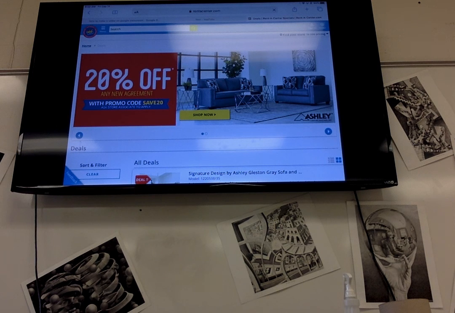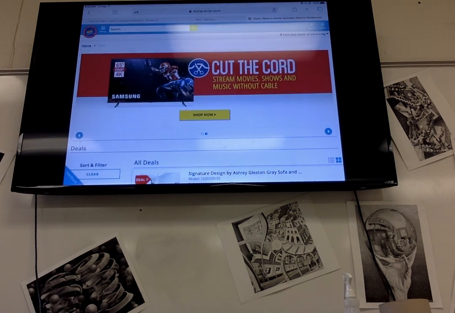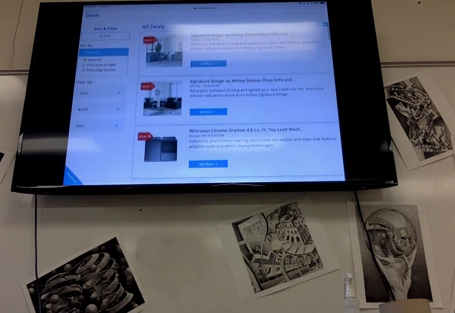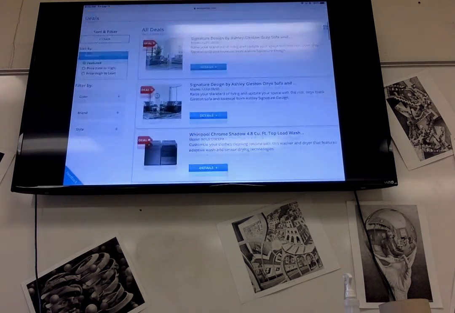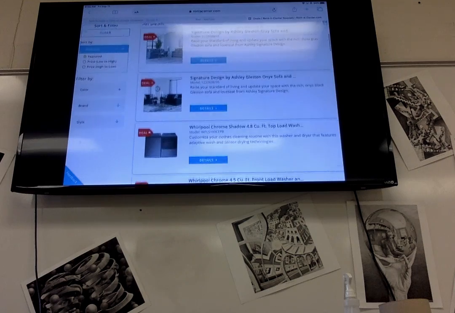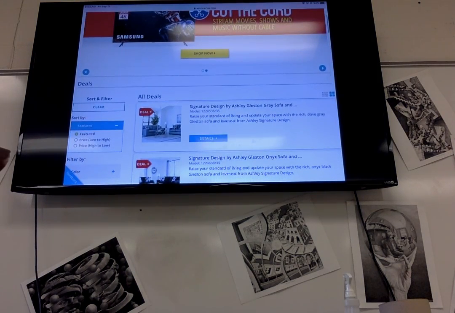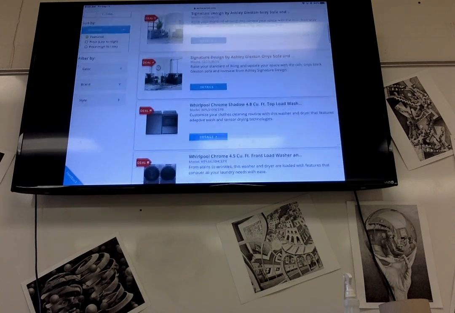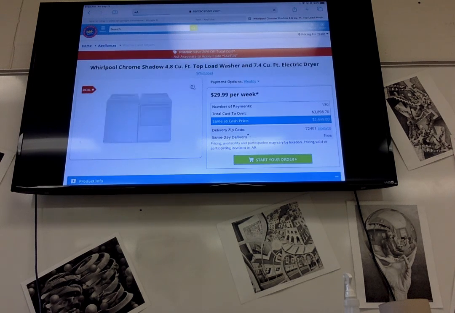I'm going to allow it to use my location, and that's fine for you as well. Yours, I think, looks a little bit different than mine just because it's on an iPad and whatnot. If it allows you, at some point, you're going to pick Jonesboro's. Here I'm going to do a top load washer right here where it says details.